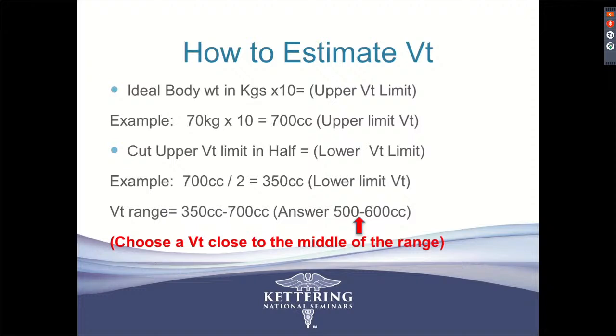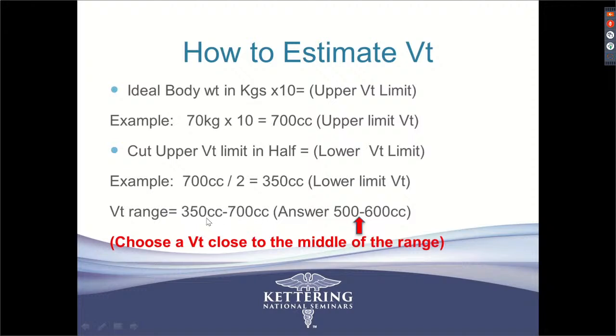But it's pretty simple. You just have to know what their body weight is. And if they're not overweight, then you don't have to calculate the ideal body weight. But if you know the ideal body weight, just multiply that times 10. That's going to give you your upper range tidal volume. And then cut that in half, and that gives you the lower range.